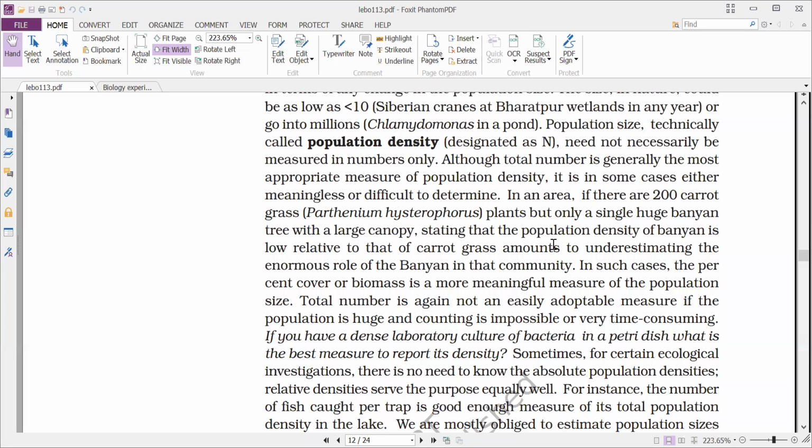So if you have a dense laboratory culture of bacteria in a petri dish, what is the best measure to report its density? Like Chlamydomonas or some bacteria growing in a laboratory in a petri dish, how are we able to count them? For example, if I give you a blood sample and ask you to count the number of RBC present in that blood.